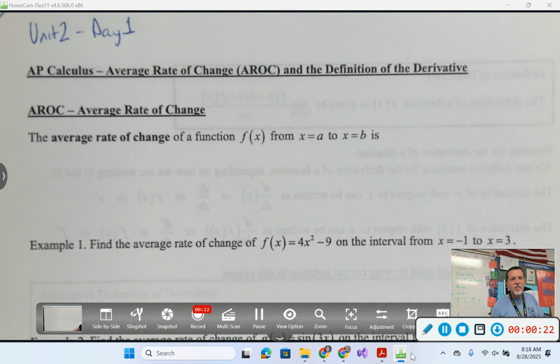Okay, average rate of change. This was the bonus, yes, and I told you it was going to be the bonus, so hopefully you got it right yesterday. The average rate of change from A to B.